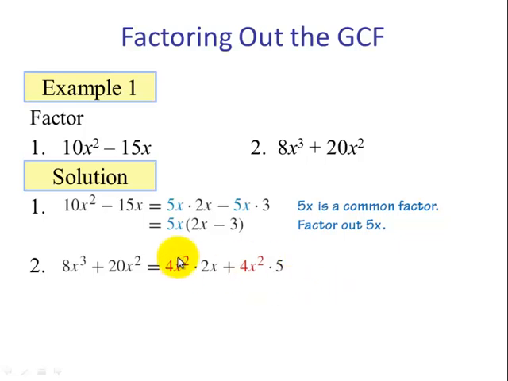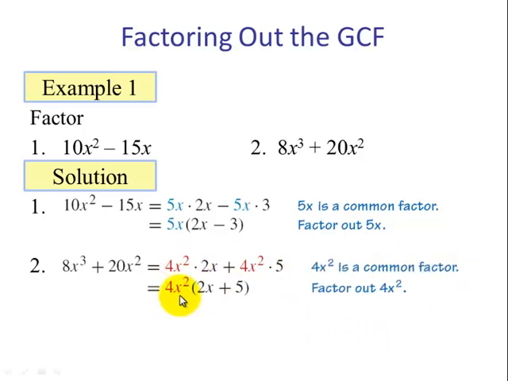Next we take our greatest common factor, write it outside the parentheses, and then we write what's left over inside the parentheses. Now there is a way we can check this. We can use the distributive property here, and we should get this answer back.